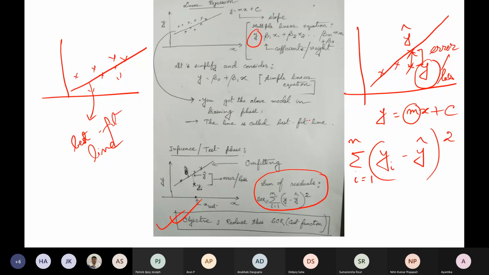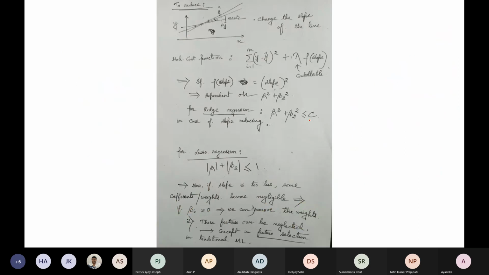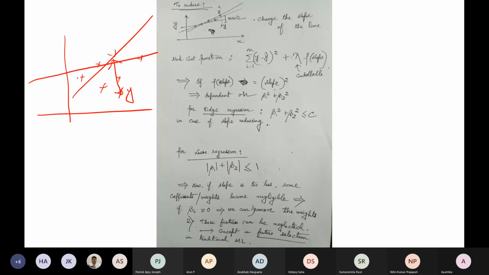Now to do that, in general, what will you do? When you are trying to reduce that cost function, you have this line. This is your model and your predicted value is maybe here. You want to reduce this gap. That means you are changing the line. Maybe you are changing the slope of the line. You are trying to find a line that will reduce this gap, and of course, the smaller the gap, the better.